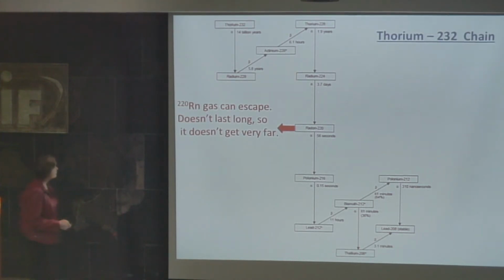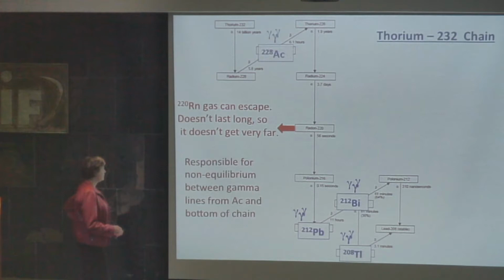I'm going to look at thorium, then uranium. So here you have one of the radon gases, radon-220. It doesn't last very long, so it doesn't get very far. Basically, it's produced, but it's usually not so much of an issue. It is, however, responsible for a sort of non-equilibrium in the chain between gammas that you get from actinium and from the bottom of the chain.